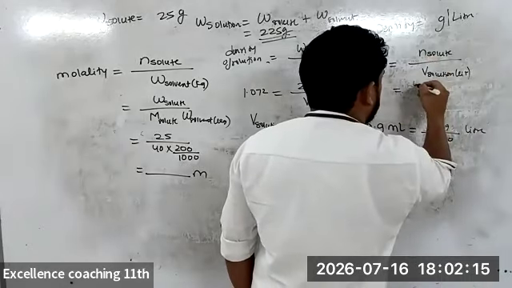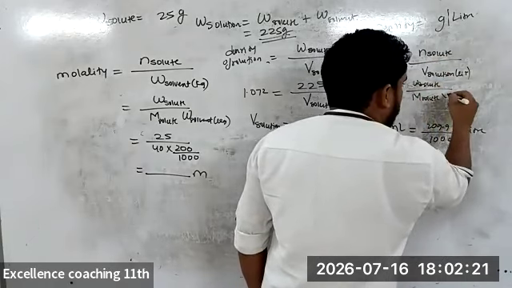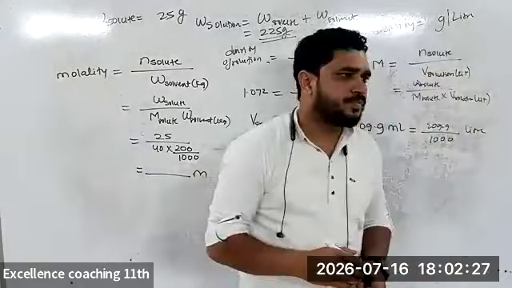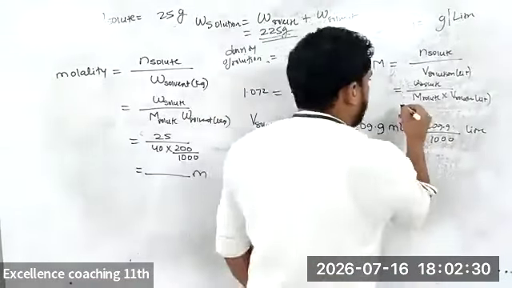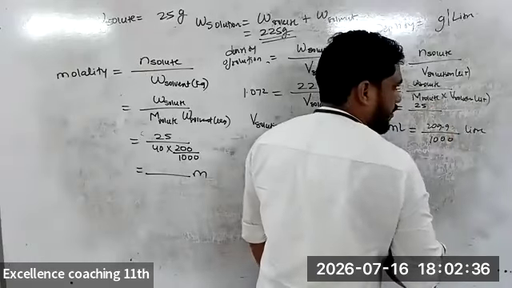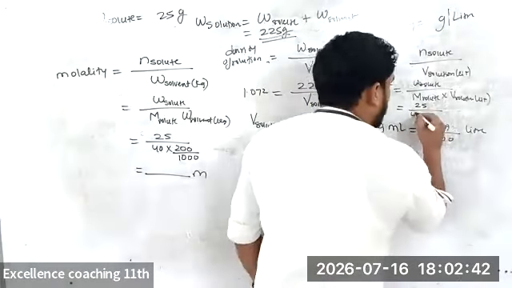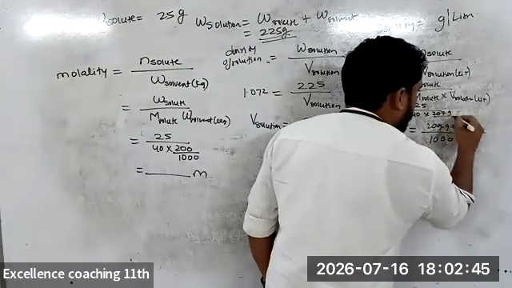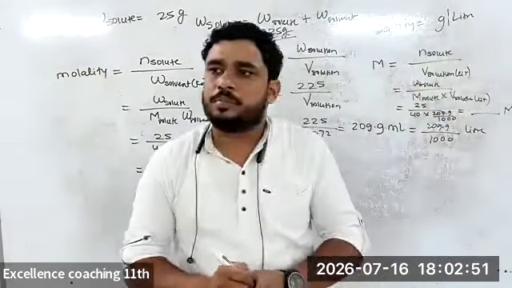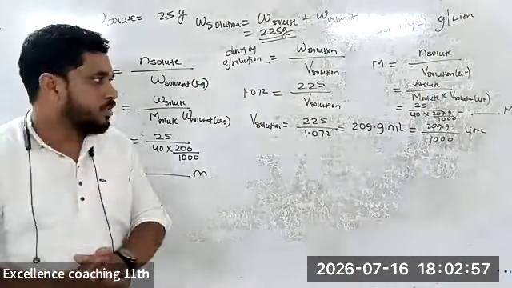Now I substitute. Number of moles of solute is mass of solute upon molar mass of solute into volume of solution in liters. What is the mass of solute given? 25. Molar mass of solute is 40. Volume is 209.9 divided by 1000. Solve this and you will get the answer. The unit will be capital M. Understood molarity and molality? Calculations and solving are in your hand.